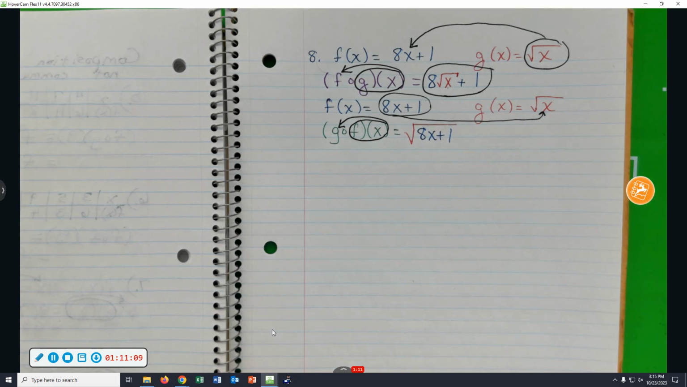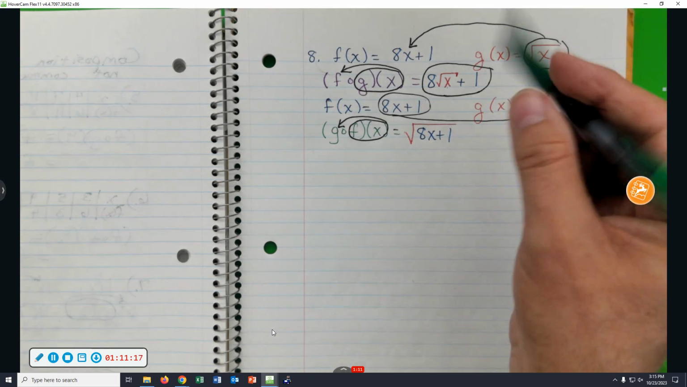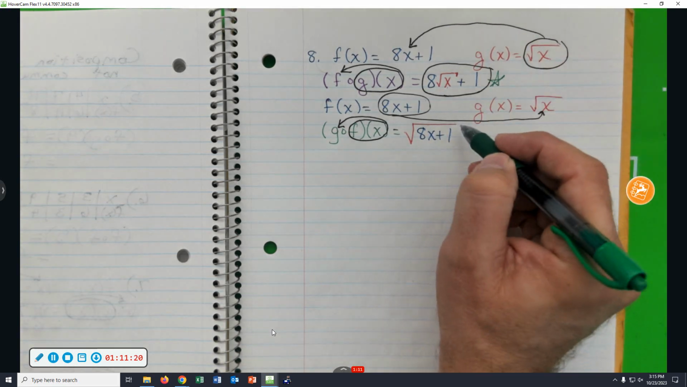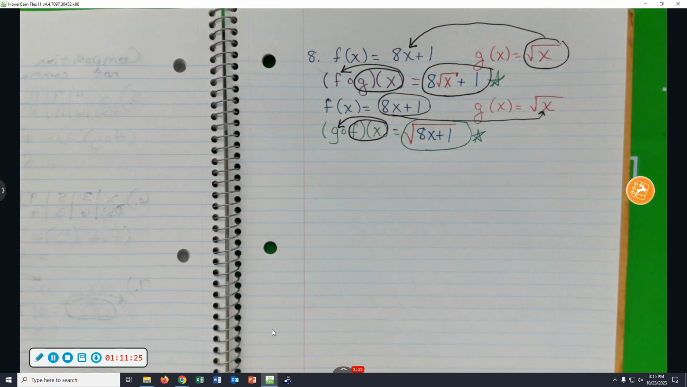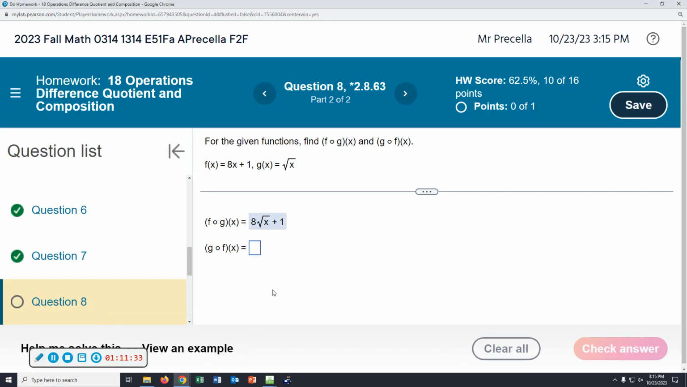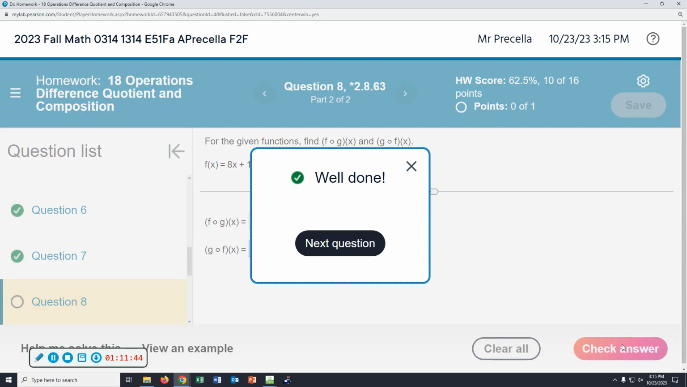Well, I've just noticed something. Maybe that's what bothers Tim. I'm circling a lot of stuff that's not the answer. Here's the answer to the first part. Here's the answer to the second part. I'm just putting the little star there to indicate that's the answer. Okay? So square root of 8x plus 1. So square root, and under the square root, 8x plus 1. Any questions?